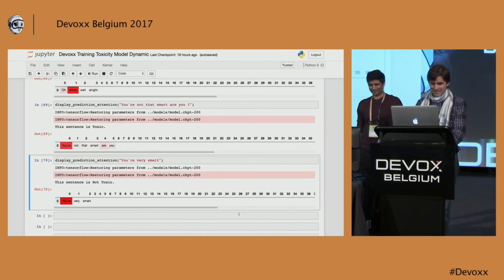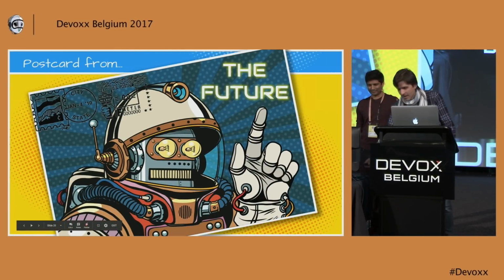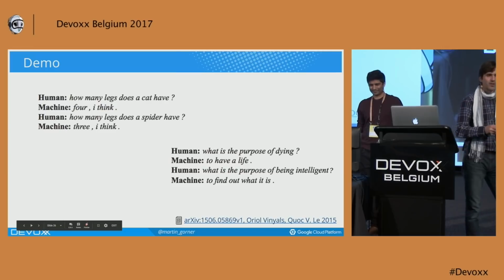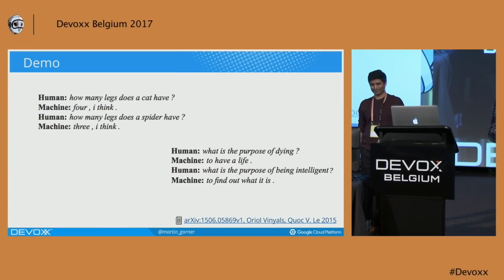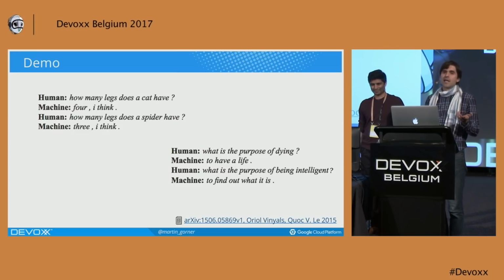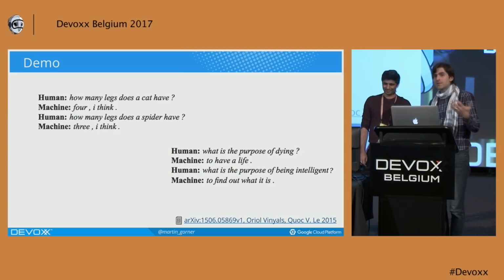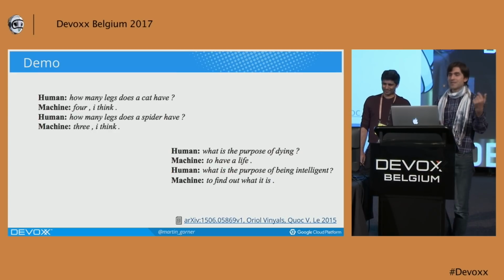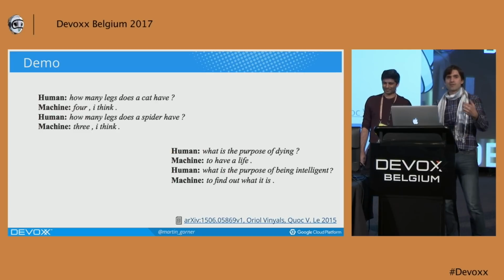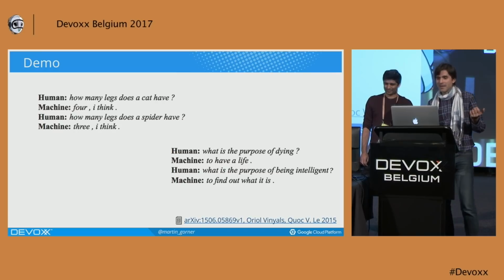But in this paper, Oriol Vinyals publishes the answers he got from a movie dialogue database, and I find it fascinating. How many legs does a cat have? 4, I think. How many legs does a spider have? 3, I think. It got the answer wrong, but the answer makes sense. The number is wrong, but syntactically it's correct. There is a number, and in one of those two cases, it's even the correct number.